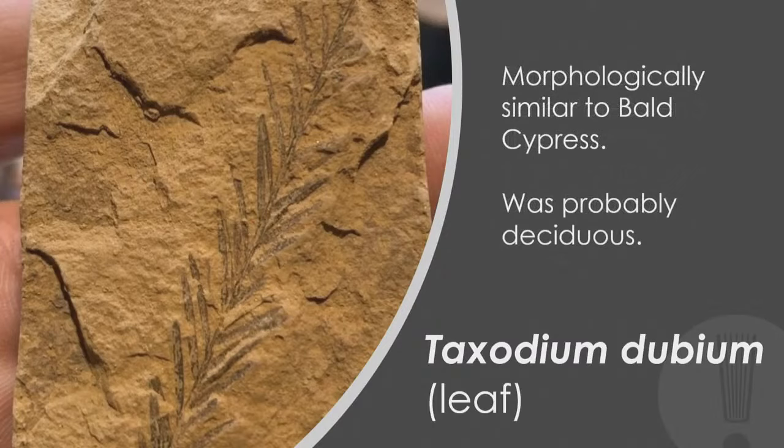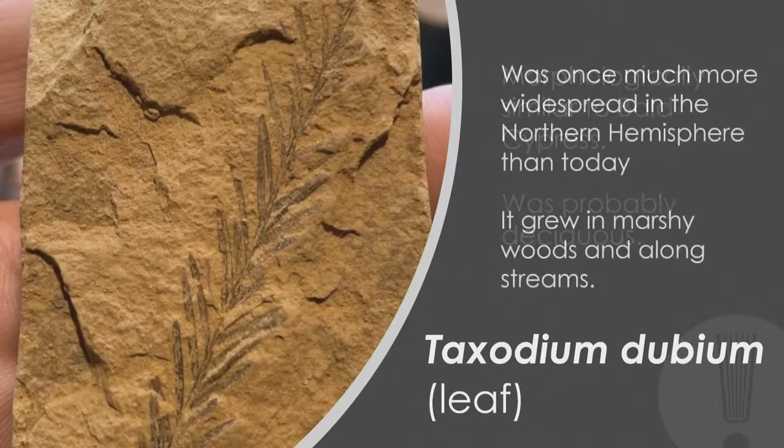Morphologically very similar to the bald cypress and was probably deciduous, meaning it lost its leaves in the wintertime, just like our modern-day bald cypress. It was once much more widespread in the Northern Hemisphere than today, grew in marshy woods and along streams, just like our modern bald cypress.